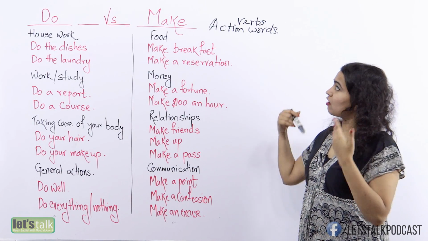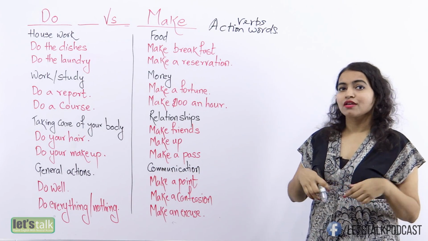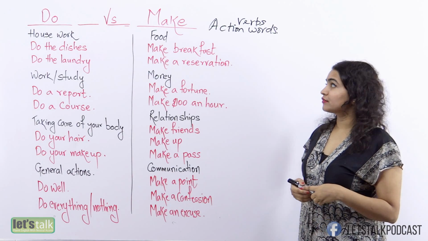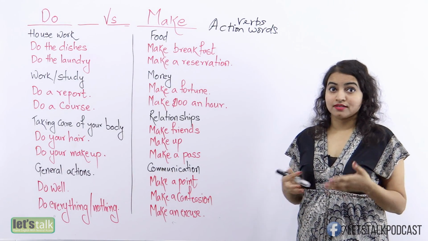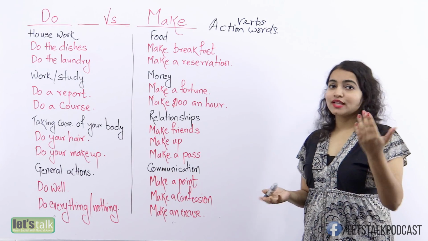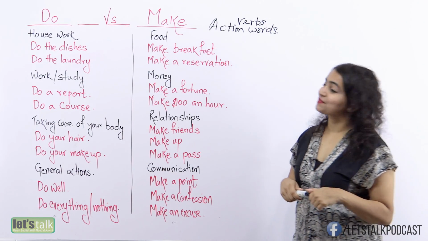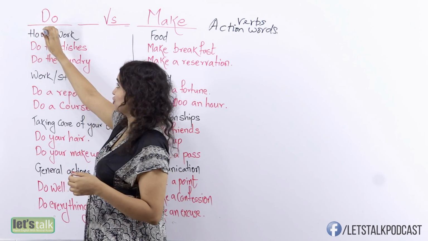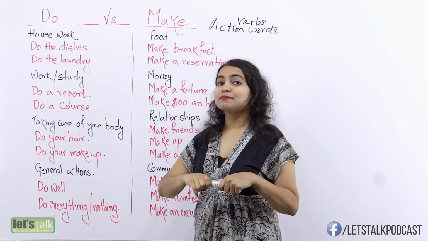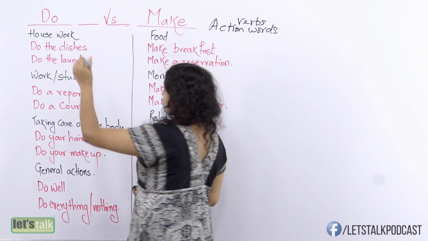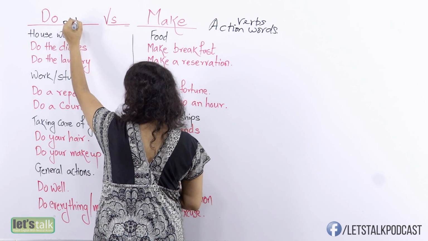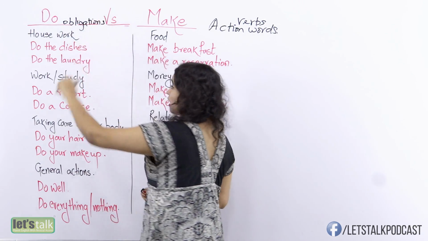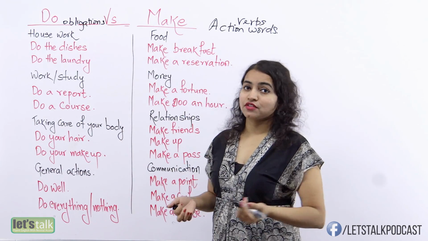Okay, so what is the difference? Well, if both of them are verbs and both of them are action verbs, why should we use them differently? Because there is some difference, right? Well, let's see what the real difference is. The first word that we're talking about is do. Now, do is mostly used when we're talking about obligations and repetitive tasks.